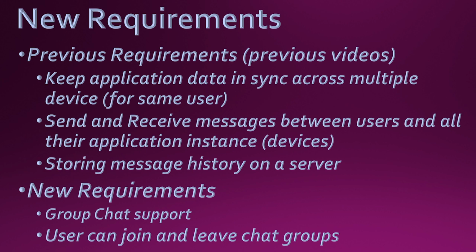A few of the previous requirements were keeping all of users' application instances in sync via real-time notifications, sending messages between users, storing message history on the server, and being able to retrieve them on startup. My new requirements are to support group chat messaging and allow users to join and leave groups. As part of this change, my web API has new group chat endpoints. The database behind my web API now keeps track of users' group membership and stores group messages.